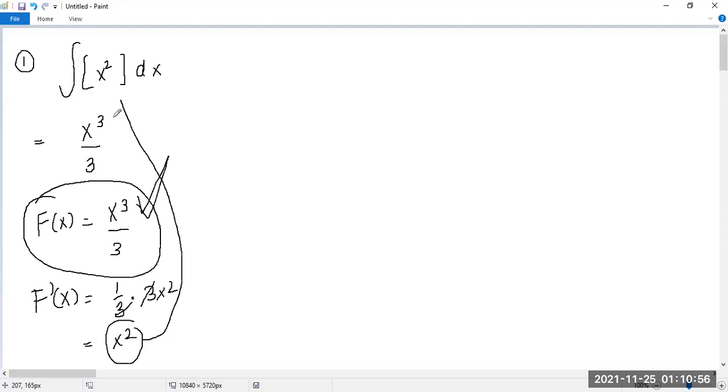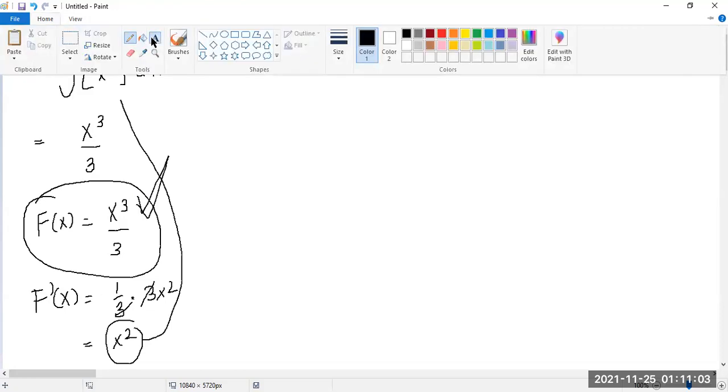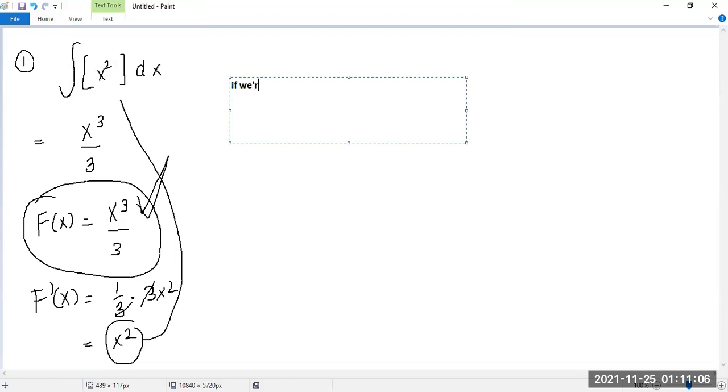Of course, we haven't covered actually how to get to this position of taking the antiderivative, but the basic rule is that if we're given f, then big F is the antiderivative of f if and only if big F prime gives us the original function.